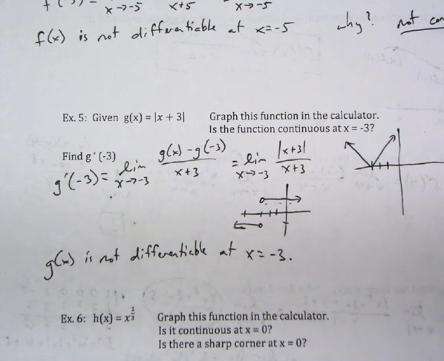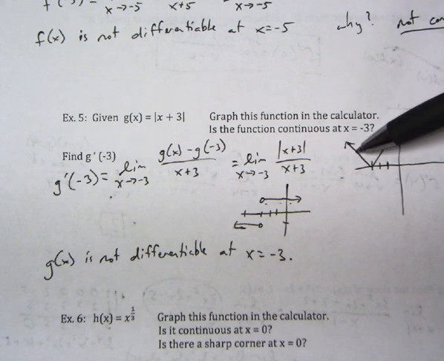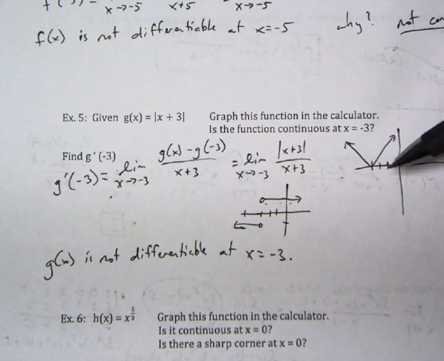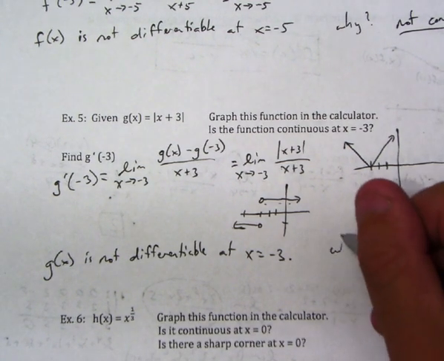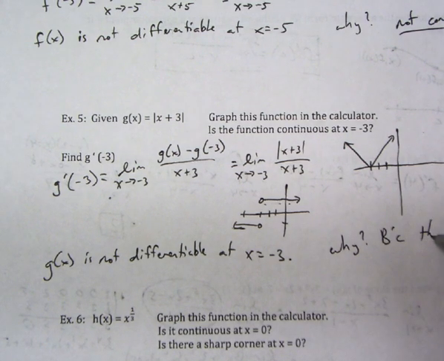Let's think about why. Think about what's happening at x equals negative 3. There's a lot of different words that teachers use to describe it, but I like to use sharp corner. There's like a sharp turn right here. There's an abrupt turn. So as you're going this way, it goes, and then changes direction immediately. And so anywhere there's a sharp corner or a sharp turn, your function's not going to be differentiable. So if we said why? Because there's a sharp corner.